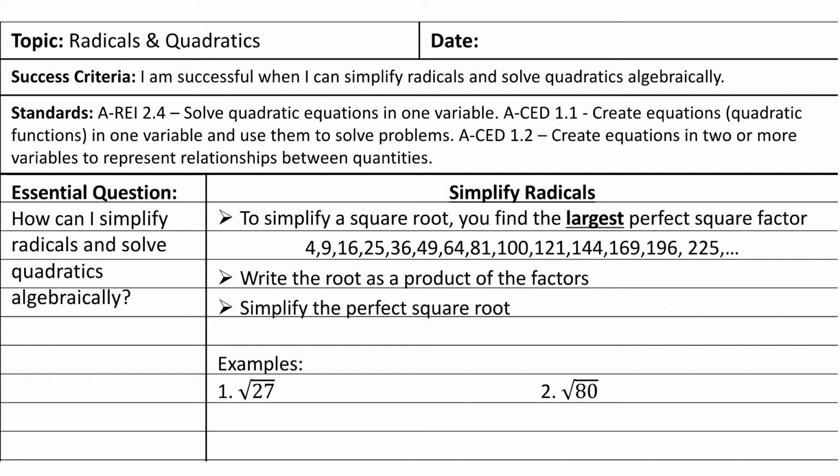27. The two terms that can go into 27 are 9 times 3, because 9 is the largest perfect square that can go into 27. And the square root of 9 is 3, so this becomes 3 square root 3.